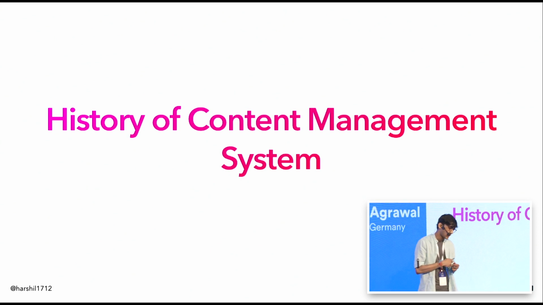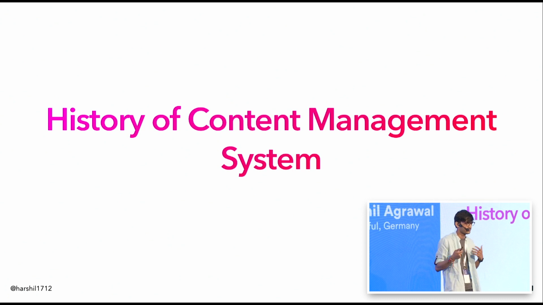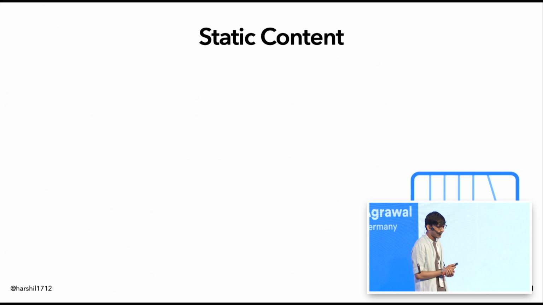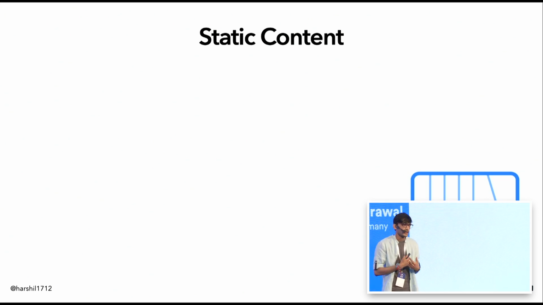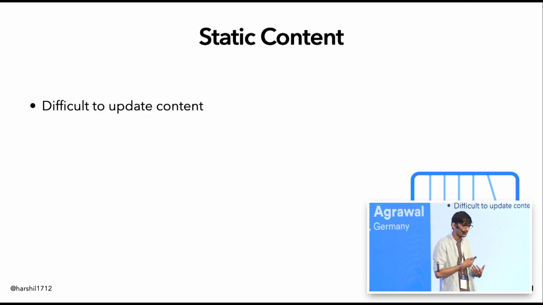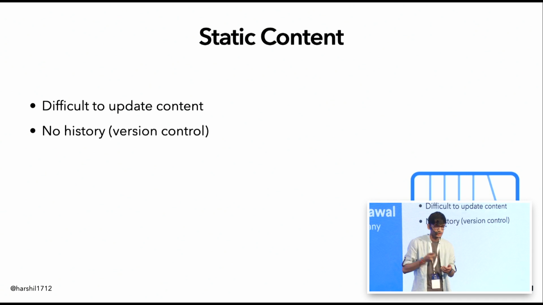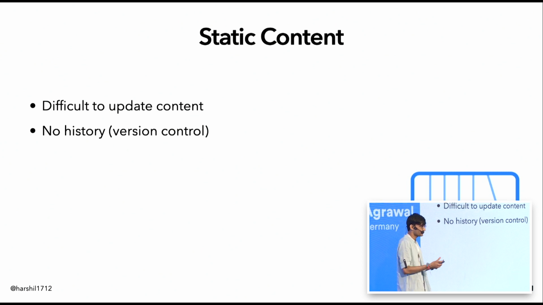All right, so let's start with the history of content management systems. Even before I was born, we had the internet and things were going pretty good. We did not have as many websites as we do right now, and everything was static. The images were static, even the text content was static, which meant that it was difficult to update the content, because your content was stored within the code, which means that there was also no history of the content. Over here, I'm talking about the content and not the code.